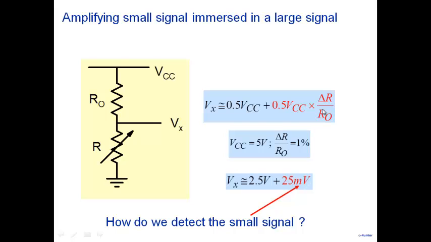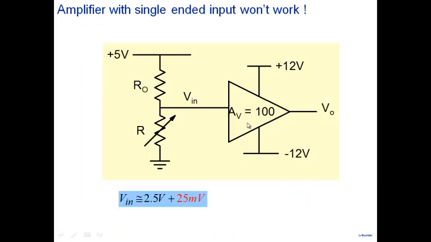So filtering is not an option that is there for you. All right, so how do we detect and amplify this particular signal here? Obviously, the solution of simply taking my signal and putting it into an amplifier will not work. What will happen is, it will amplify 2.5 volts multiplied by 100, and it will simply saturate to the power supply voltage here. A simple amplifier will not work. This signal itself will saturate it, and you will not be able to detect the signal.